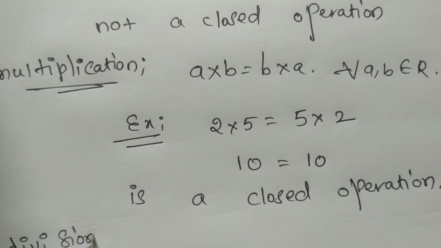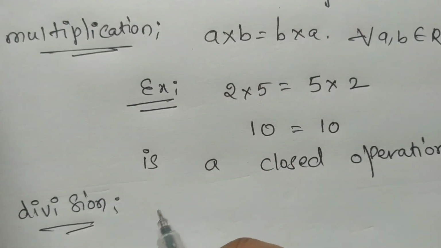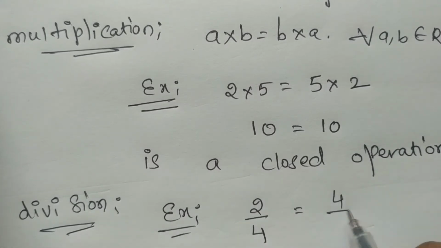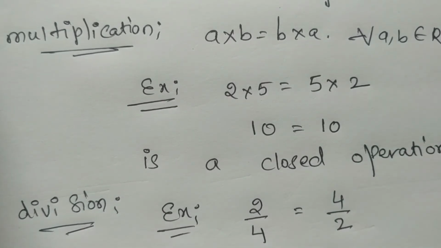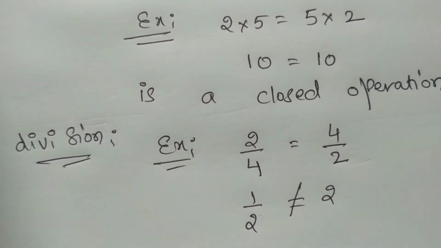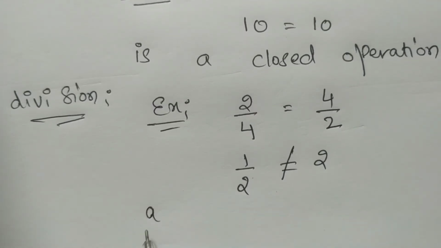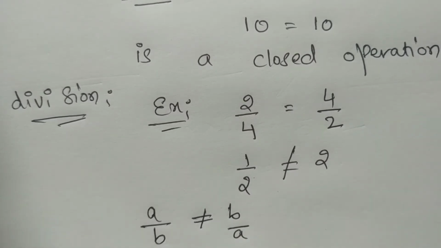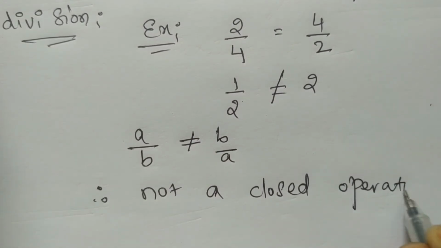So next one is division. Commutative property under division. Before the statement, we see one example. I am taking 2 by 4 equals 4 by 2? So 2 by 4 is 1 by 2 and 4 by 2 is 2. So here 1 by 2 is not equal to 2. Therefore, it can be written as a by b is not equal to b by a. So the commutative property under division is not a closed operation.